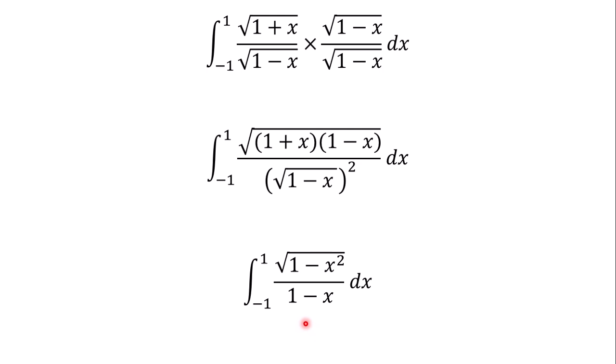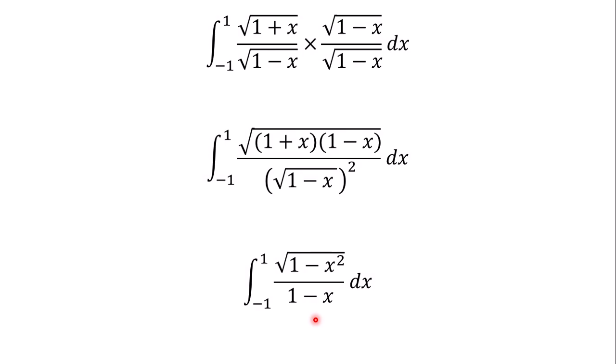Alright, after rationalizing, what you have gotten is square root of 1 minus x squared divided by 1 minus x. What are you going to do here? Well, maybe u sub can work for you here also. Partial fraction or maybe integration by parts can also work here for you. I'm not saying it won't work, it will work, but here you're going to apply trig substitution to solve this problem.